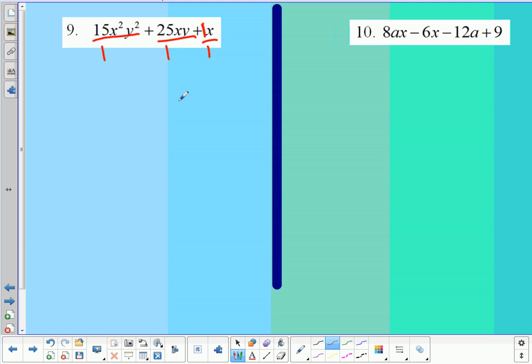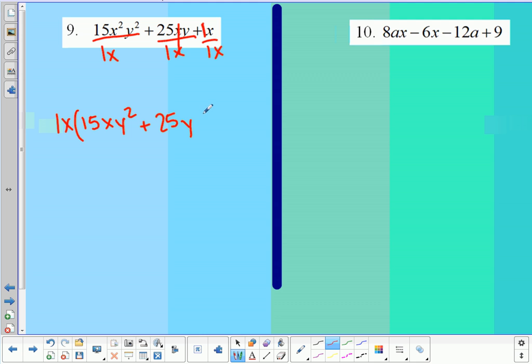And then if I look at the variables, I have x squared y squared, here I have xy, here I have an x. So I can take out 1x, but that's it. So I'm going to have a 1x out front. And that leaves me with 15x y squared, because x squared divided by x gives me 1x left over. X over x is going to cancel out. The 25 is still there, so plus 25. The x's are gone. I have a y.